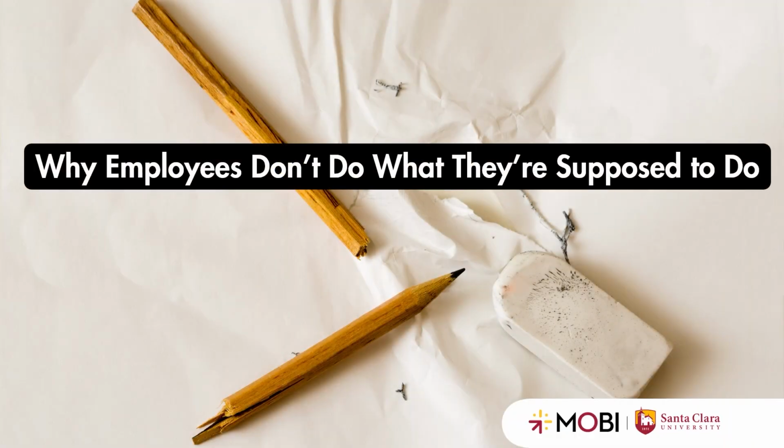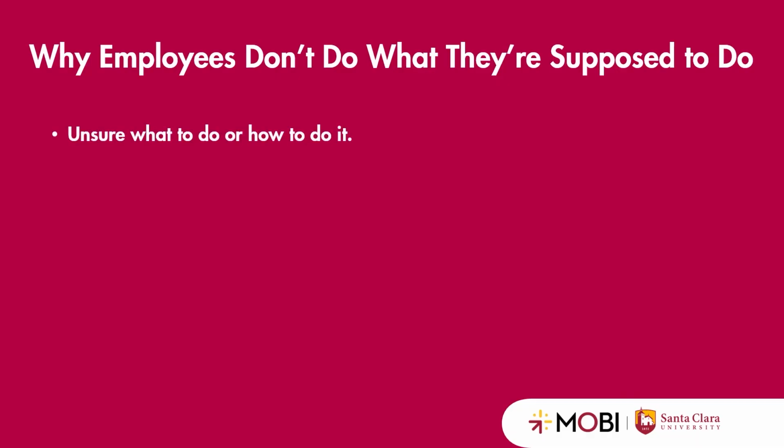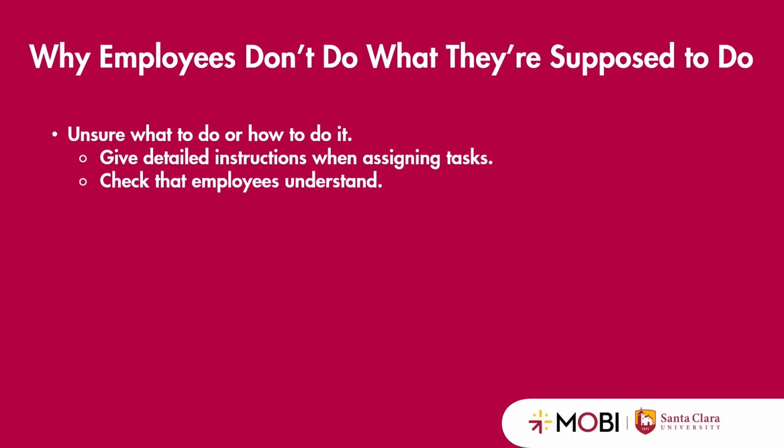Now, let's talk about why employees don't do what they're supposed to do. Even good employees can struggle with performance. Let's discuss some common reasons why. Employees may be unsure of what to do or how to do it. If instructions aren't clear, employees may not know exactly what's expected. To avoid this problem, give detailed instructions when assigning tasks, check that employees understand, and provide examples if needed.